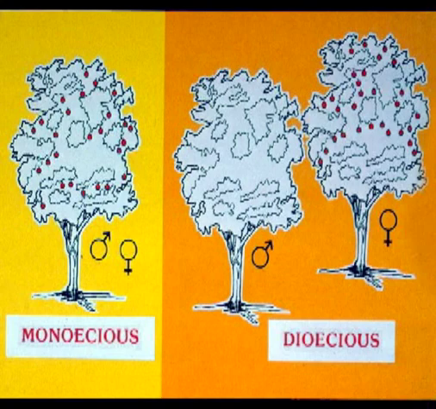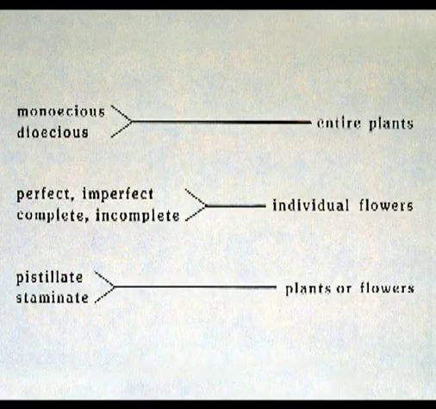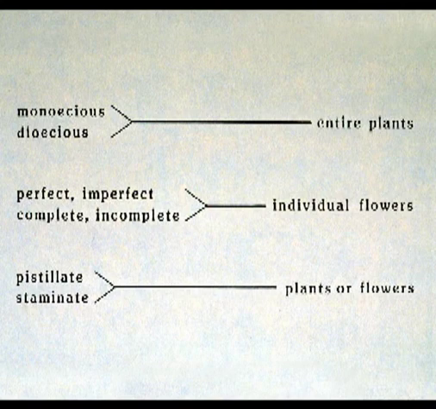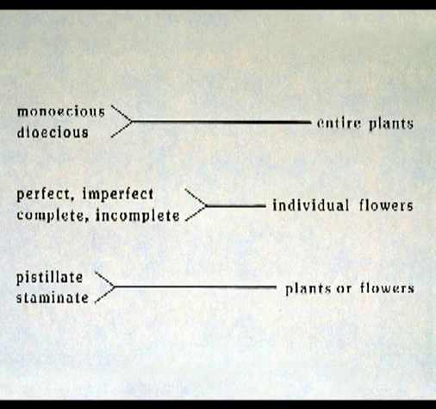Dioecious refers to plants in which female and male flowers are borne on separate plants, rather than on a single plant. Since fruit only develops from female flowers, fruit will not be found on every specimen of a dioecious species. Be sure to note that monoecious and dioecious refer to entire plants, while terms like perfect, imperfect, complete, and incomplete refer to individual flowers. Some terms like pistillate and staminate may refer to individual flowers or to entire plants.